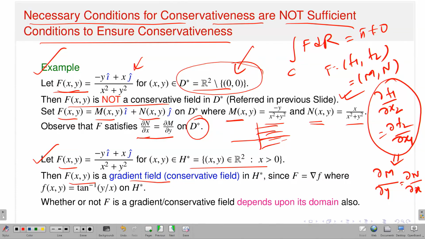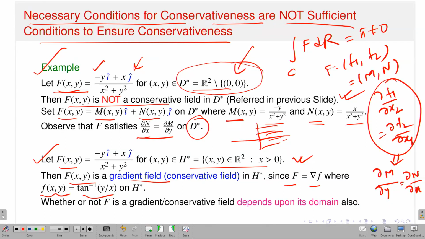Now, if I have a gradient vector field, it is a conservative vector field, right. So, in other words, capital F you can write as grad of small f, that means some scalar potential, and what is my scalar potential? f of x y is equal to tan inverse y by x. So, therefore, in this domain my vector field capital F is a gradient vector field and hence it is a conservative vector field.